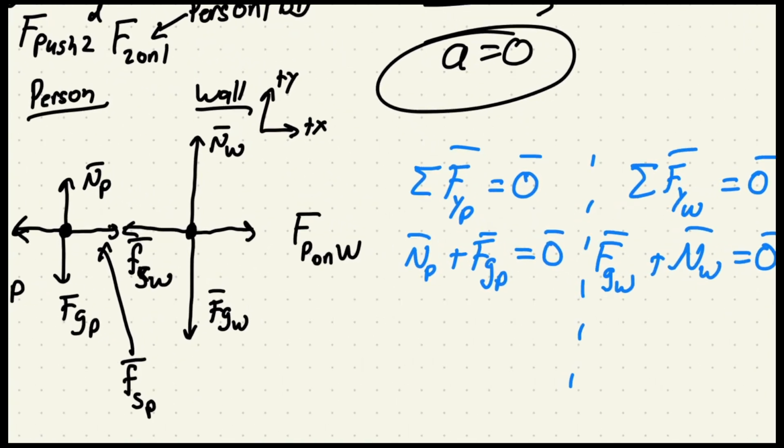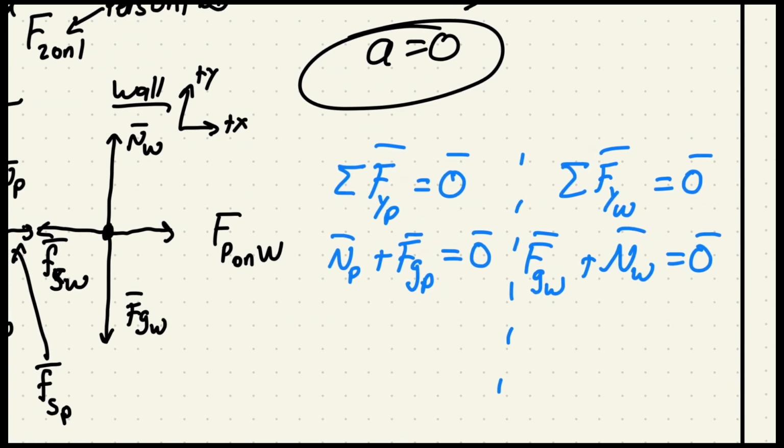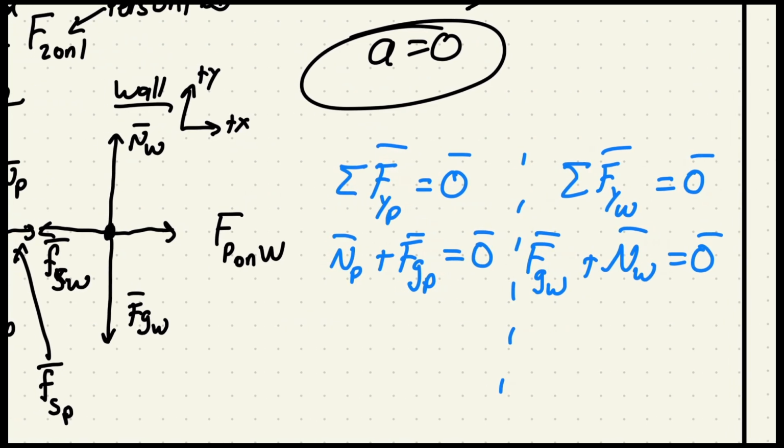Let me zoom in on that. Scalar world from our vector world, and that gives us a positive normal force of the person minus the force of gravity acting on the person is equal to 0. And then we also have a force of gravity on the wall is negative, and we add to that the normal force on the wall, and we should get 0 from that as well.